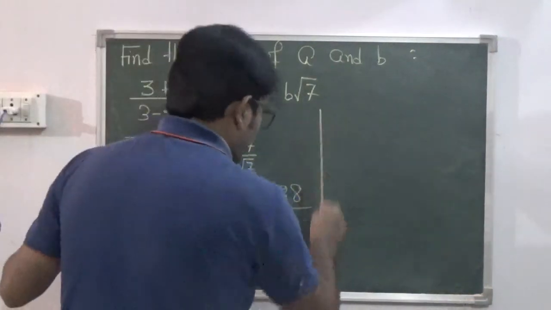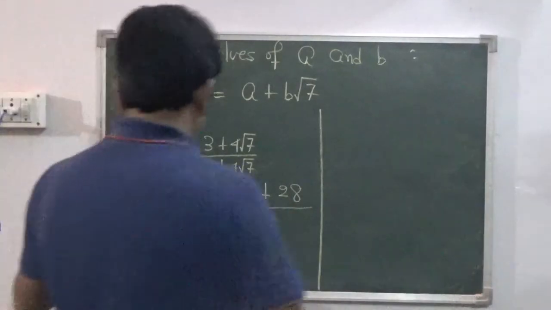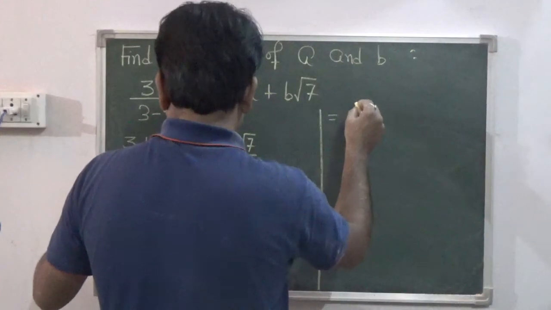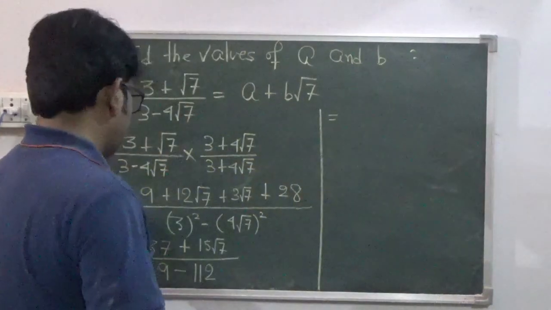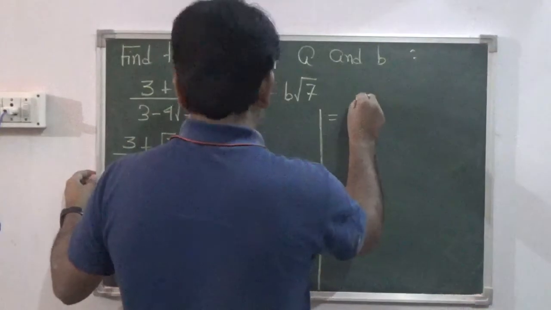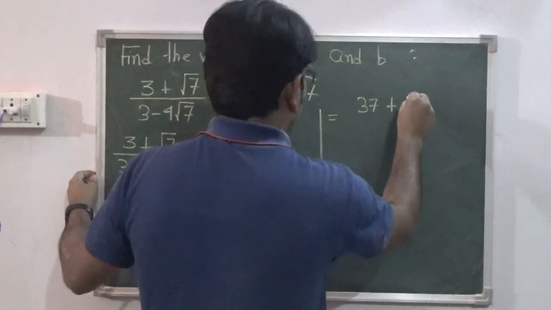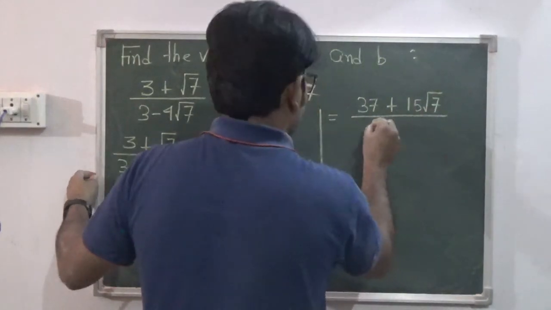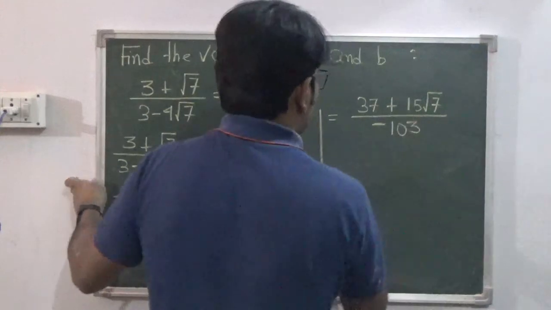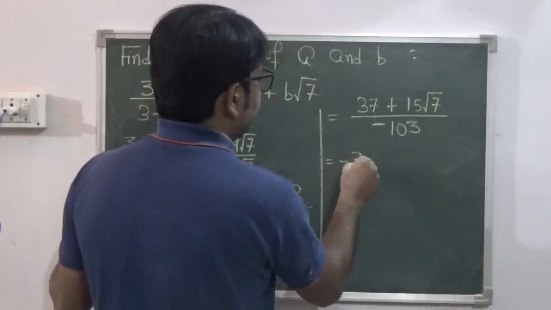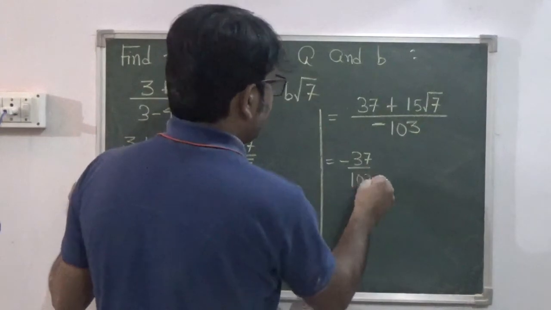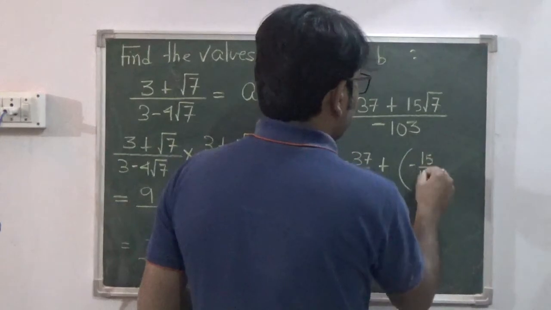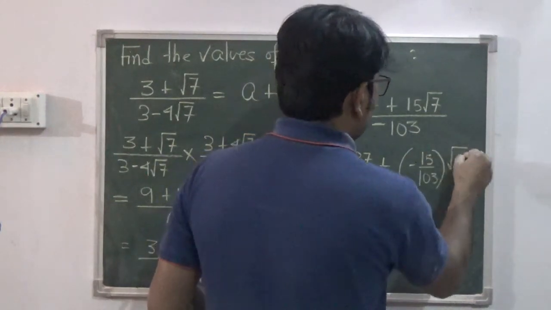So finally, this is 37, so it is equals to minus of 37 plus 15 root 7 divided by minus of 103. So you can write it as minus of 37 by 103 plus minus of 15 by 103 into root over 7.